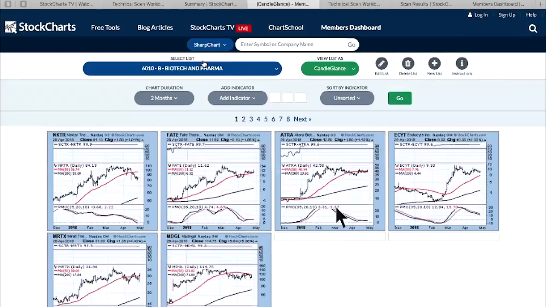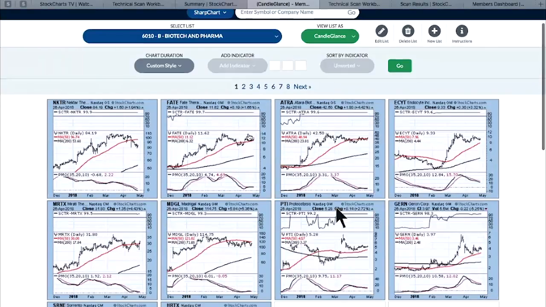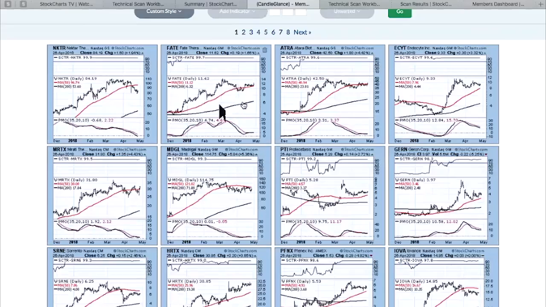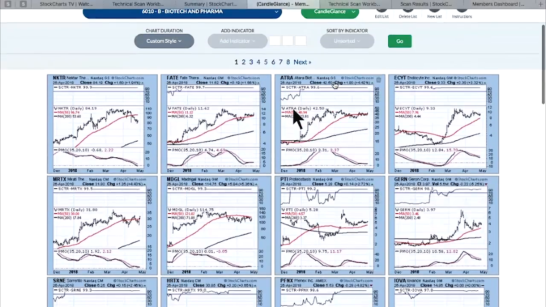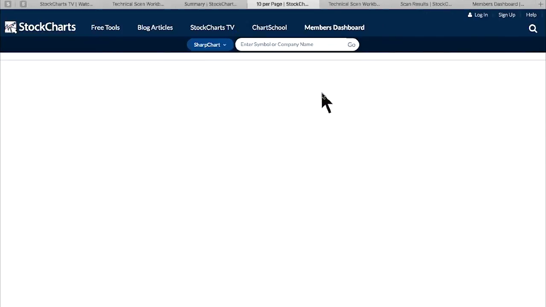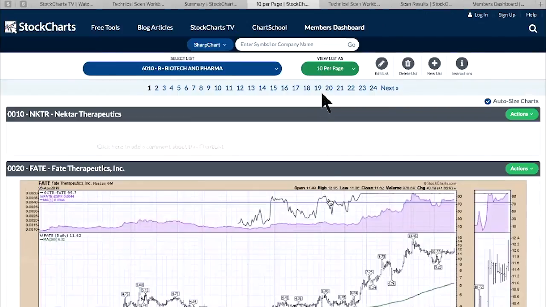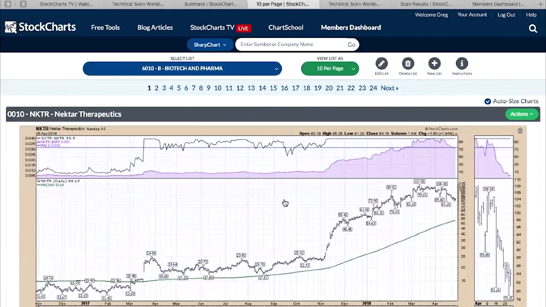So I've got the scooter ranking on here. I've got a PMO, and I've got two moving averages, a 50 and a 100 period. I've only got 6 months, and sometimes that's a little too short. So rather than go in and change all that today, let's keep one lesson at a time here, but I'm going to use the 10 per page. And again, these are going to put the top stocks, or the ones with the best price action, first.